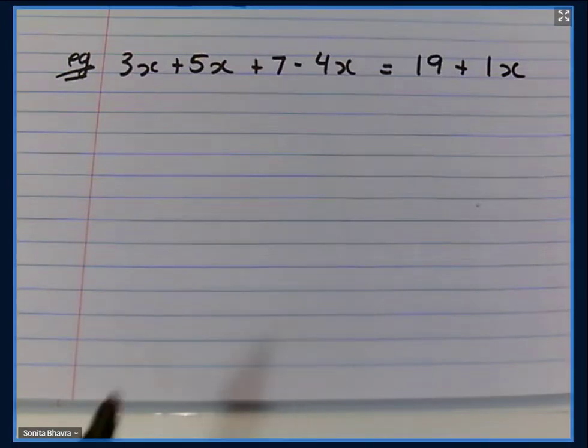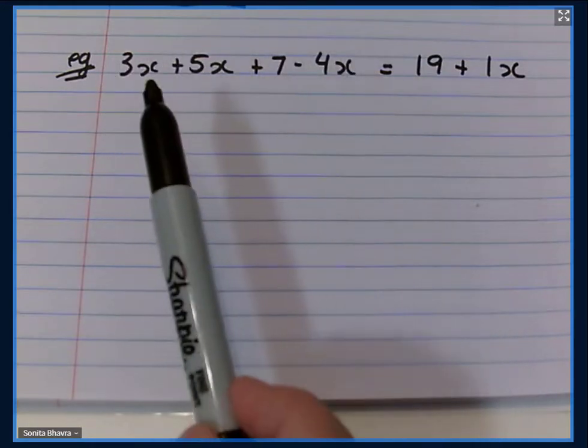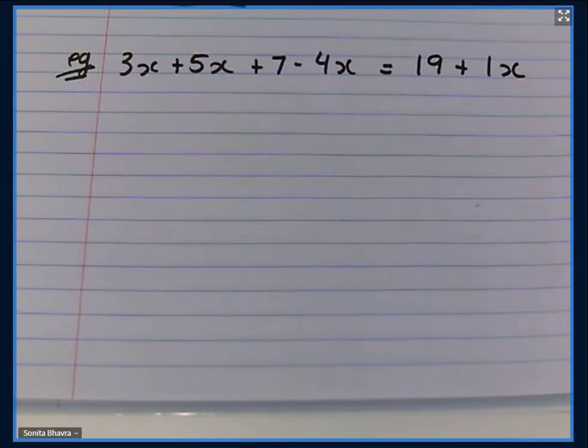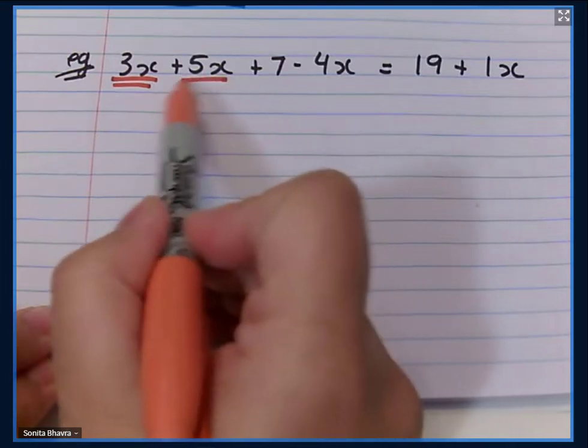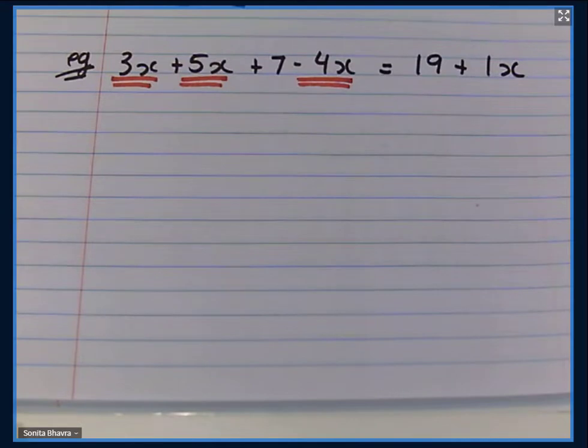Our next example on the left-hand side has a lot of terms here. We have a 3x, a plus 5x, plus 7, and then minus 4x. Because we have terms that are like terms, we can collect them together. So the ones we can collect together are 3x, plus 5x, and then negative 4x. So 3x plus 5x gives me 8x, 8x minus 4x gives me 4x.